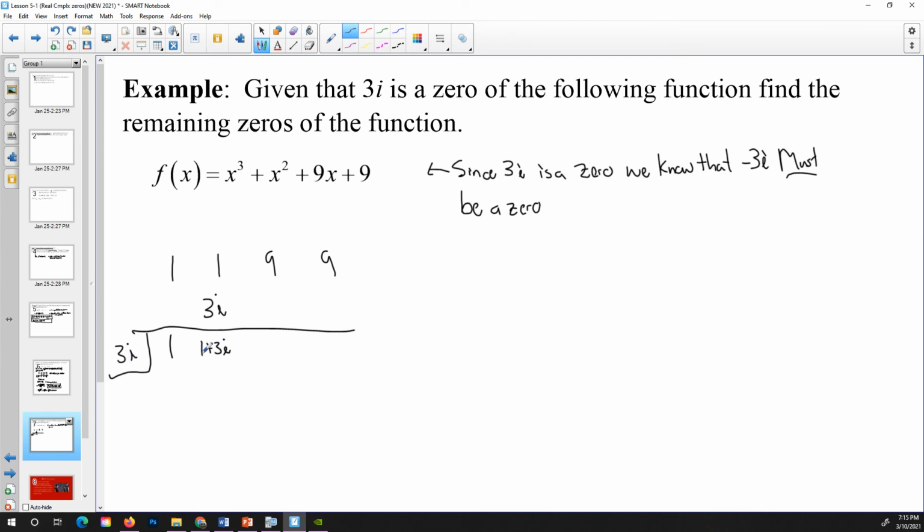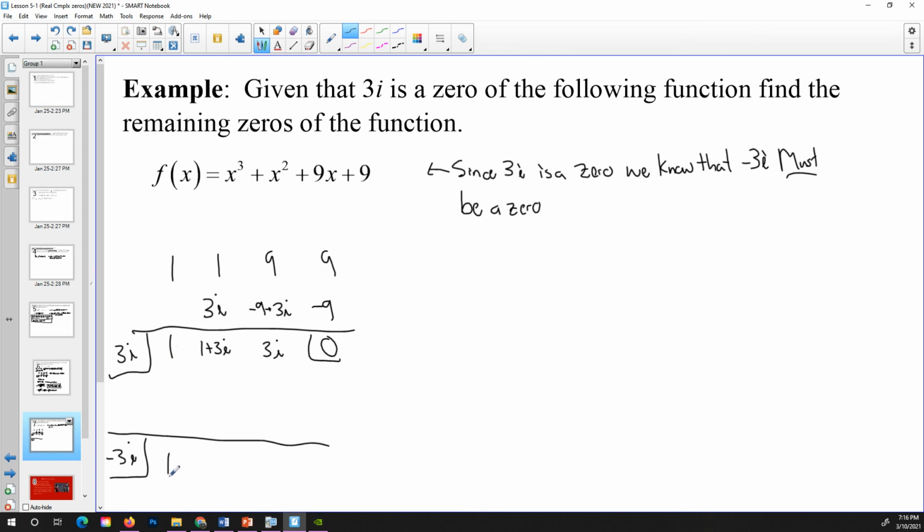Now when I go 3i times this 1 plus 3i, I've got to distribute. So 3i times 1 is 3i. 3i times 3i will be 9i squared. Now remember, i squared is negative 1. And so negative 1 times 9 will be negative 9. And when I add 9 plus negative 9 plus 3i, the 9's cancel. And I have 3i. And then 3i times 3i is again negative 9. I'll have a 0. We know because of the conjugate pairs that negative 3i must also be a 0.